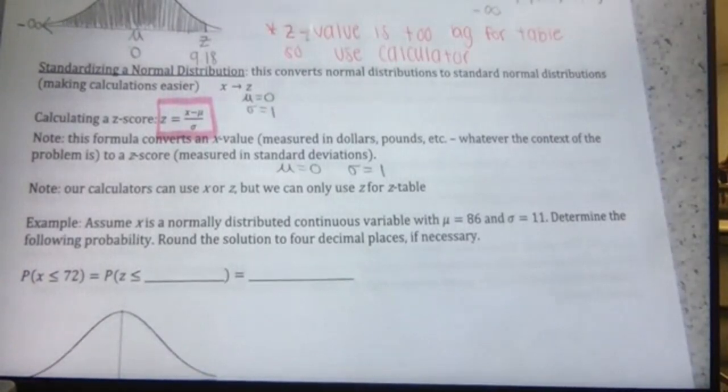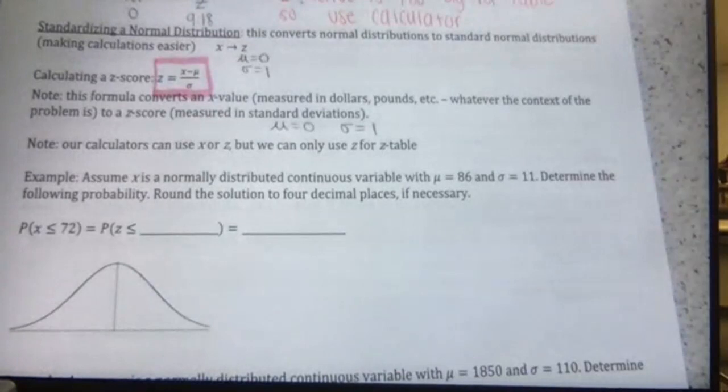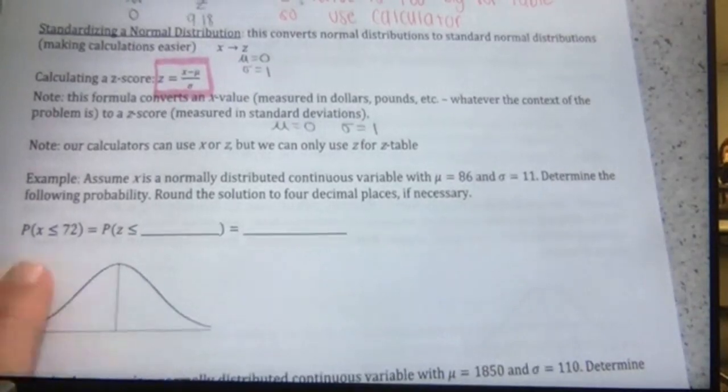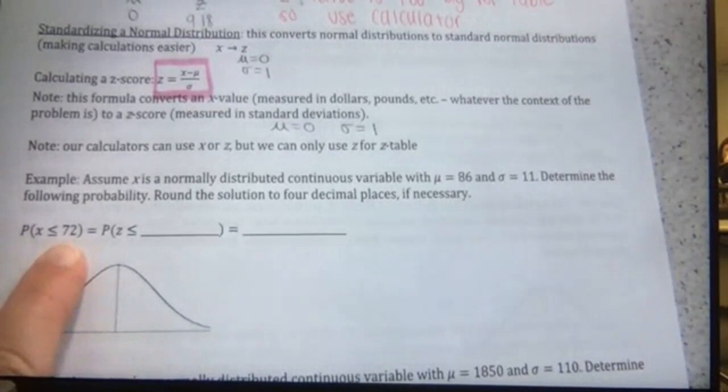So let's do an example and then I'll talk more about it. It says, assume that X is a normally distributed continuous variable with a mean of 86 and a standard deviation of 11. Notice it's just normal, it's not standard. So determine the following probability, round to 4 decimal places as needed. It says the probability that X is less than or equal to 72.